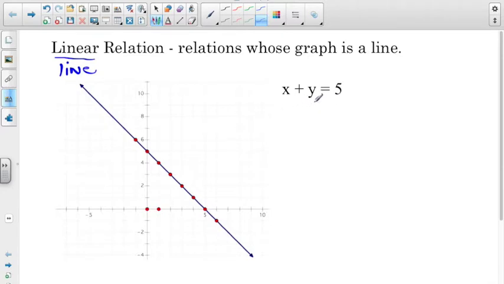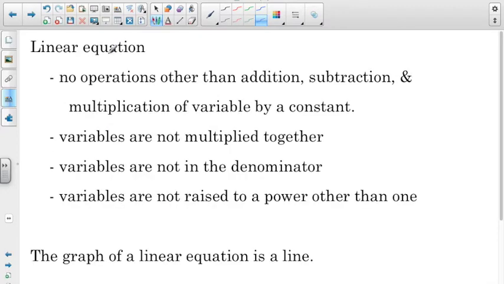So I have x plus y is equal to 5. Here's the graph of that, and that is a line. Every point that's going to be a solution to this particular equation is going to be on that line. Now, if it's a linear equation, here are the rules. There are no operations other than addition, subtraction, and multiplication of a variable by a constant. So it can only add, subtract, or multiply.